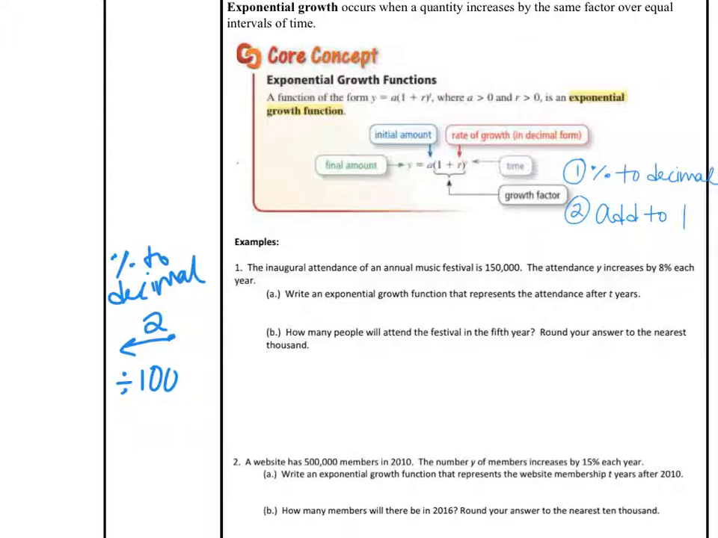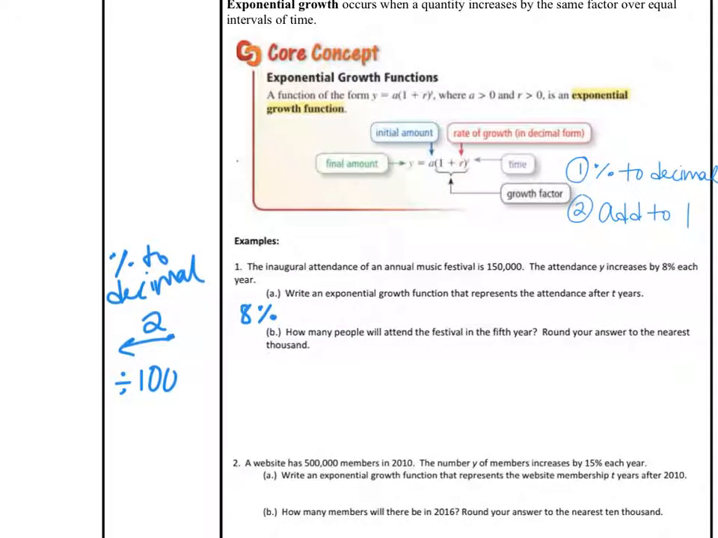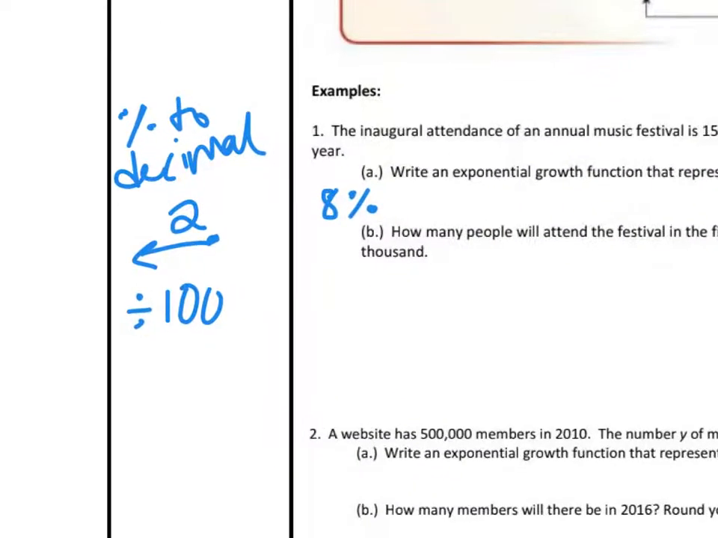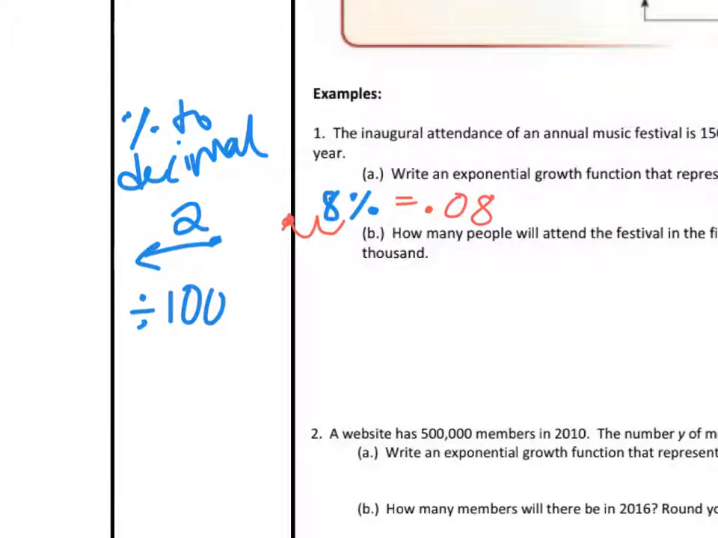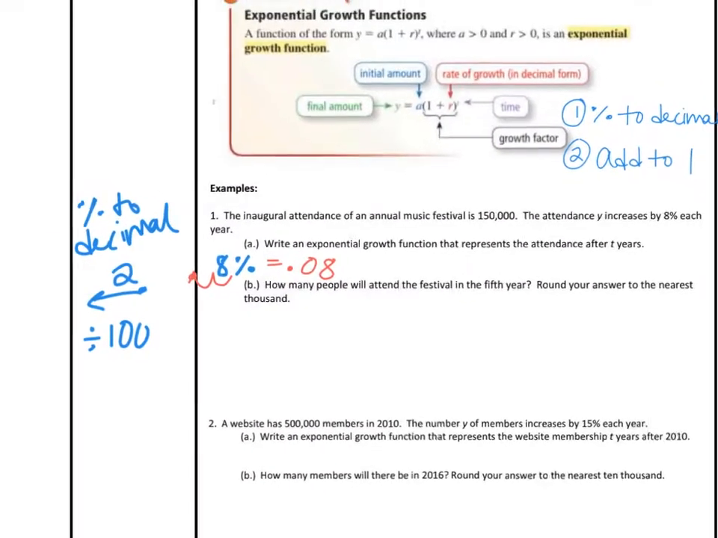So we have 8%. If you take the decimal for 8% and move it 2 places to the left, or if you divide by 100, that's the same thing. 1, 2, now it's here. That would be the same thing as 0.08. And if you don't believe me, you can do 8 divided by 100. You should get the same thing. So that's your rate, the R. Now you take R and you're going to add it onto 1.